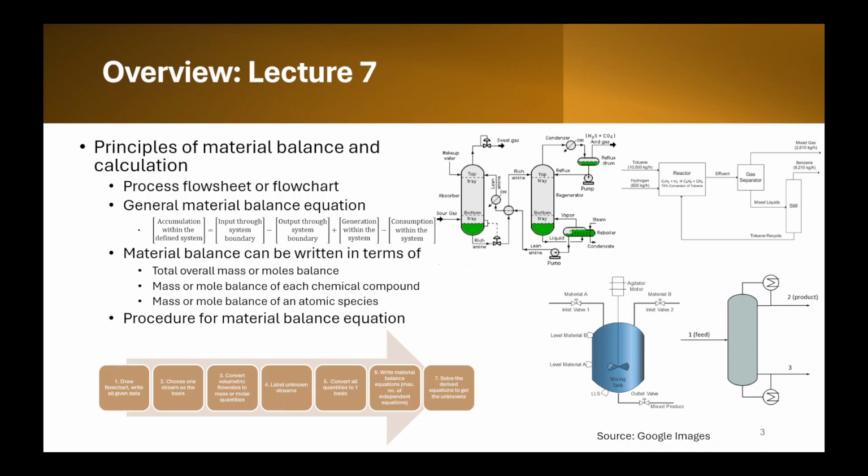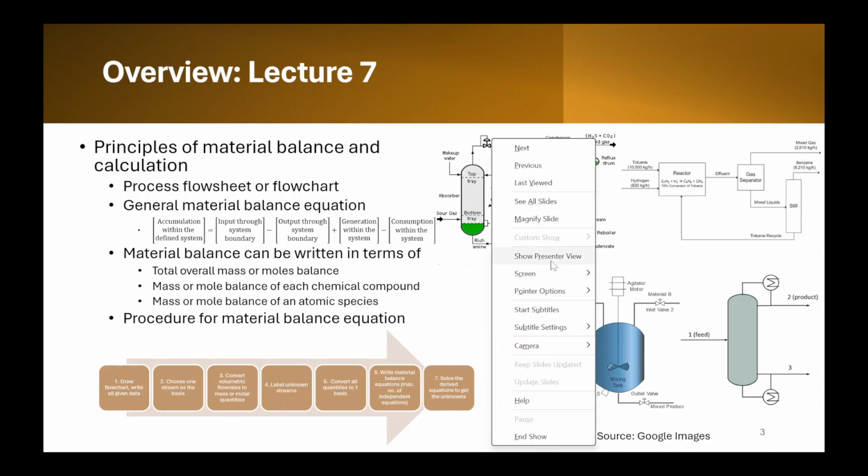In lecture 7, we studied the principles of material balance and calculation. In that, we first dealt with the process flow sheet or flow chart. It is basically a sequence of processes organized together to give you a sense of how the material is flowing through the system.